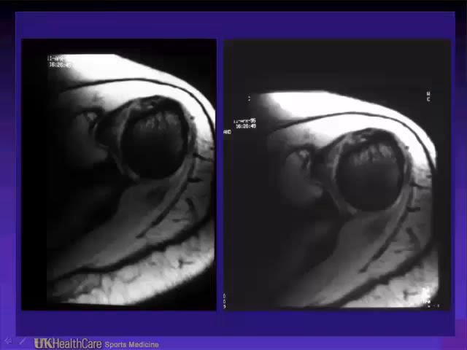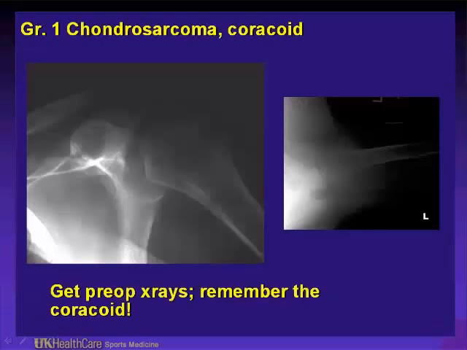This is what her MRI scan looked like. You can see a little better on these views. So again, there is a cartilaginous lesion occupying the entire coracoid. She might have gotten a little more symptomatic because you can see there at the tip, she might have had a little fracture through it, so a pathologic fracture of the coracoid causing her to have increased symptoms. Grade 1 chondrosarcoma of the coracoid, get pre-op x-rays, and remember to critically look at your x-rays, particularly if you're the surgeon.